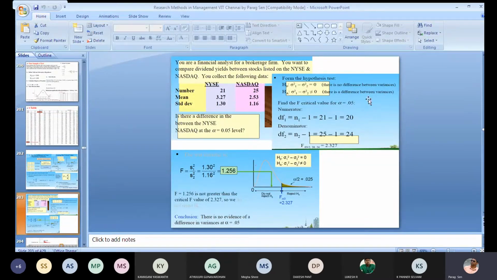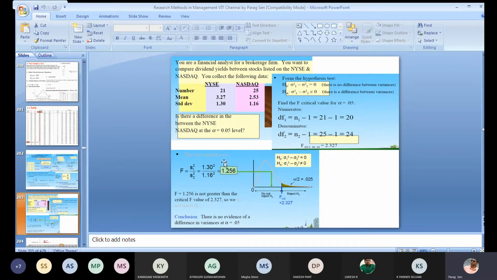And your alpha is equal to 0.05 and your degrees of freedom for the first group, New York Stock Exchange, is 21 minus 1 is equal to 20. And the degrees of freedom for NASDAQ is 25 minus 1 is equal to 24. So you calculate the F statistic, which is given by the ratio of the variances of the samples, and it will come out to be 1.256.